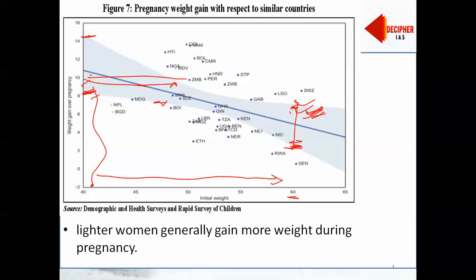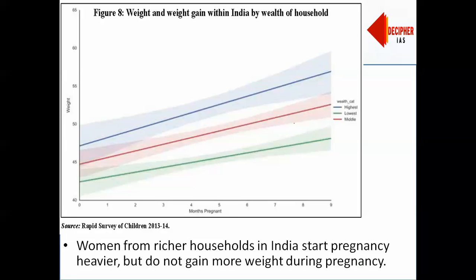So let's move ahead. Now this graph shows the initial weight and weight gain during pregnancy across three wealth terciles, plotted against the number of months pregnant. The number of months pregnant is on the x-axis and the three terciles, I will just tell you what I mean by that, are on the y-axis. Here it is weight gain for different terciles. Now what do you mean by tercile?